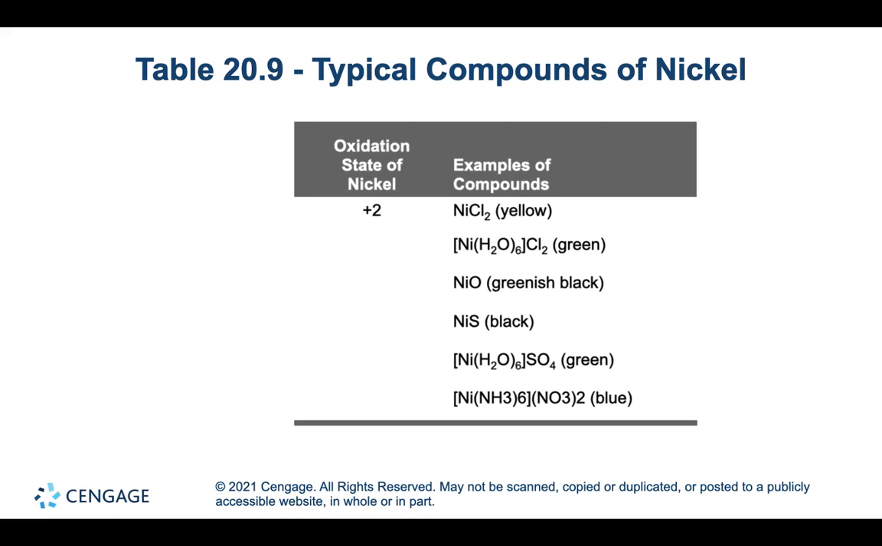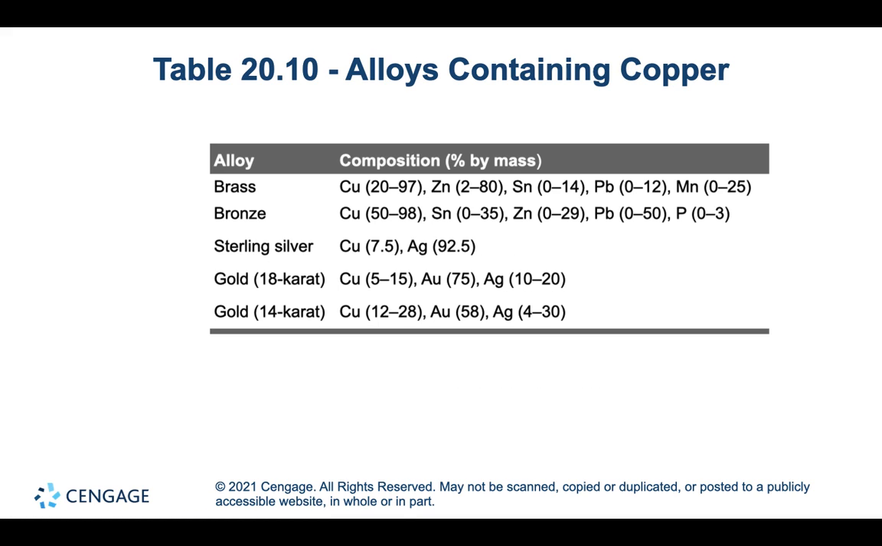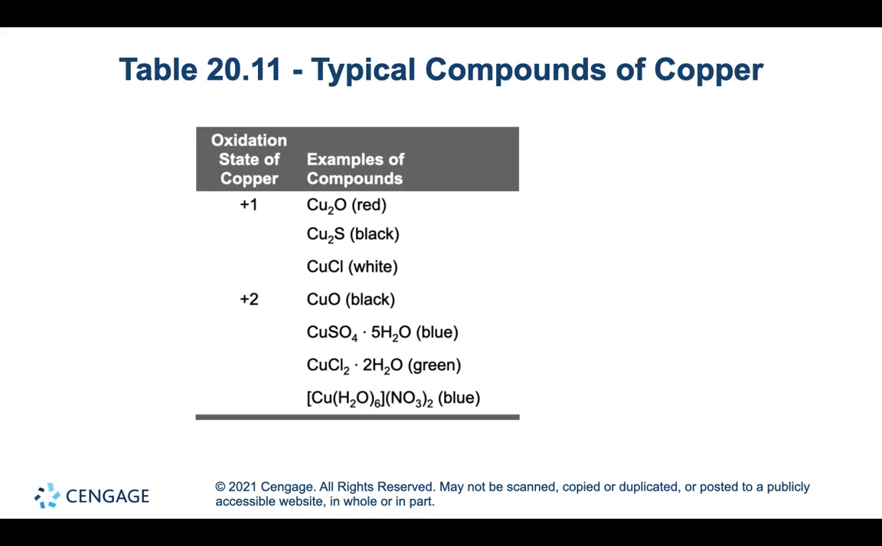Of course, with copper, we see copper can be blue or green in water with the +1 and the +2 oxidation state. Copper is found in a lot of different alloys: brass, bronze, sterling silver, gold alloys. Copper has different colors depending on its oxidation state and what it's bonded to.